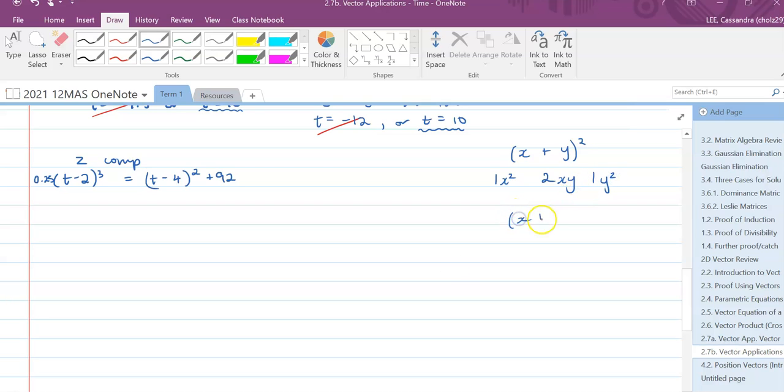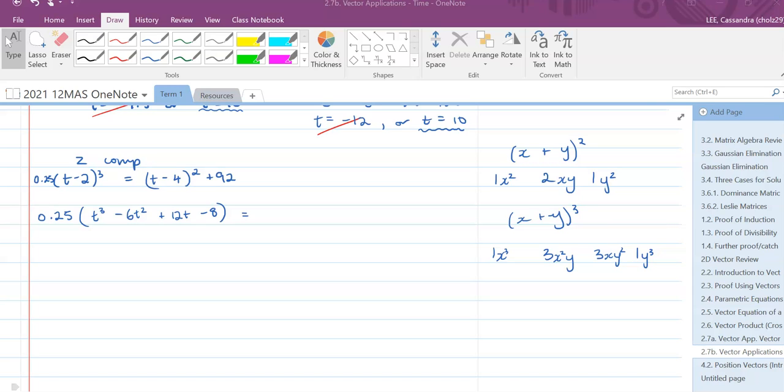So if I have (x + y) cubed, this is now going to become 1, 3, 3, 1. And again, we're going to have those reducing powers of x. So this is going to become x to the power of 3 plus 3x squared y plus 3xy squared plus 1y cubed. So I'm just following this pattern when I do this expansion, and then I'm going to go ahead and multiply by 0.25. I can use the same pattern to expand the quadratic on the other side.